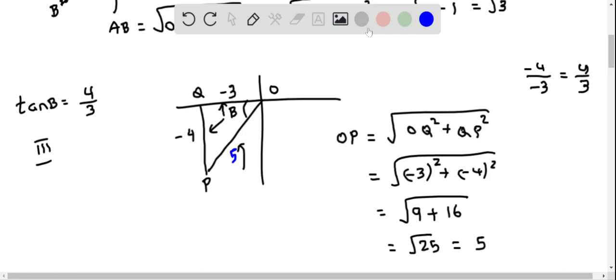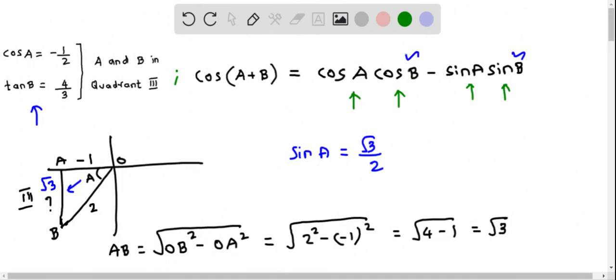So from this we can determine sine B as well as cos B. Therefore sine of B equals opposite side to B, which is negative 4 over hypotenuse, which is 5. And similarly cos B equals adjacent side to B, that is negative 3 over hypotenuse, which is 5. So now we have all the trigonometric values. We can substitute into the expansion of cos of A plus B and determine it.